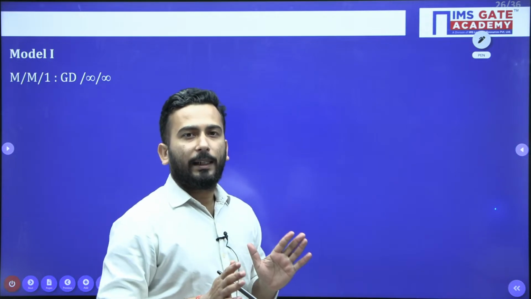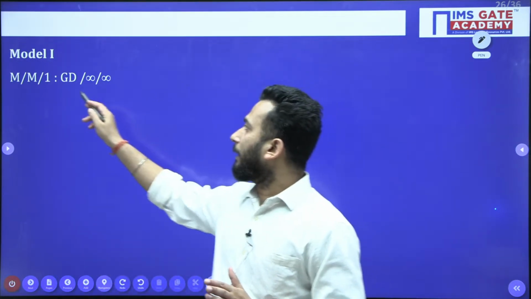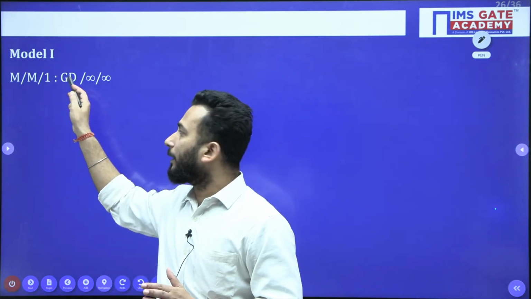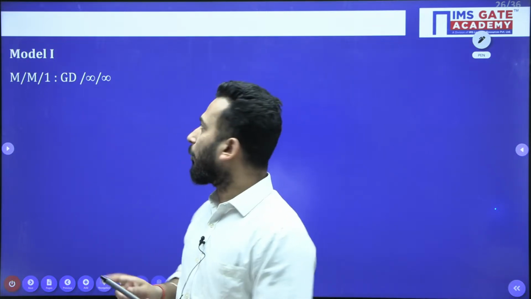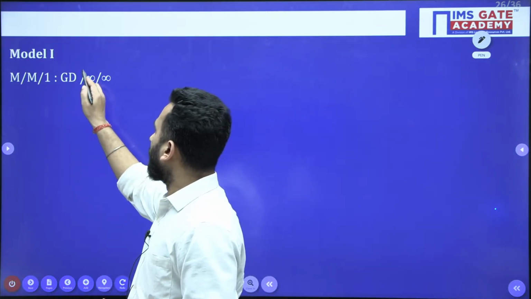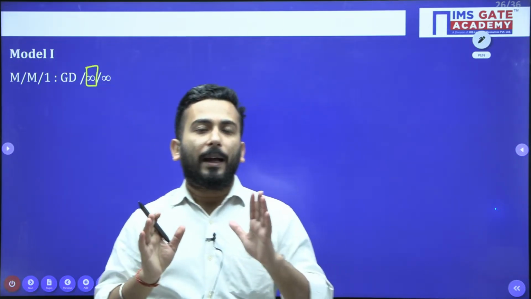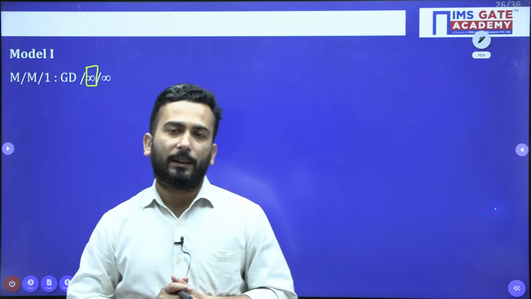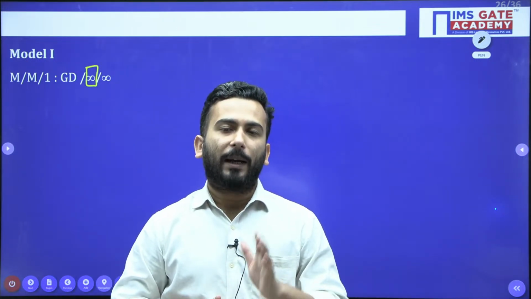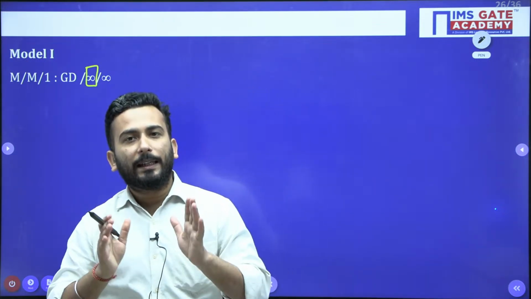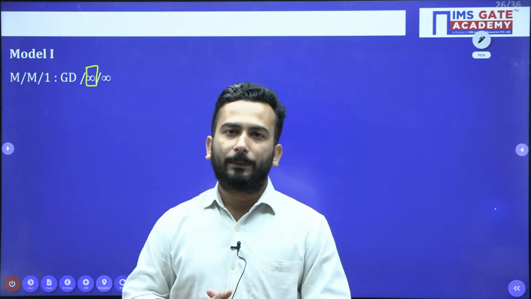Now, my dear friends, coming to the most important part, model 1, where I already told you that it is M/M/1/infinity/GD: the number of parallel servers is 1, GD means general discipline, and infinity. The most important thing here is this infinity. That means the maximum number of persons allowed in the system is infinity.